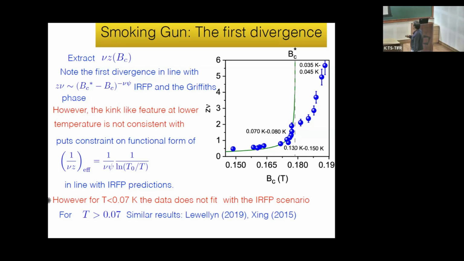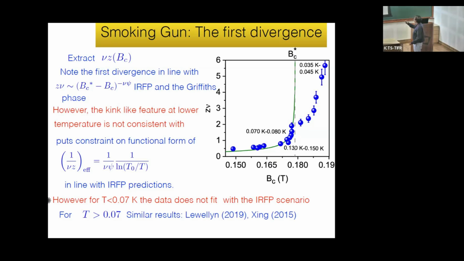It was observed earlier in papers by Llewellyn and Xing, and for T greater than some 0.07 Kelvin, everything seems hunky-dory. But the problem is that below 0.07 Kelvin, a second divergence creeps up. Instead of having just one curve that diverges as you approach a critical point at around 0.179, you see two divergences. There's a kink-like feature which is not present in the other papers that report Griffiths-like effects.